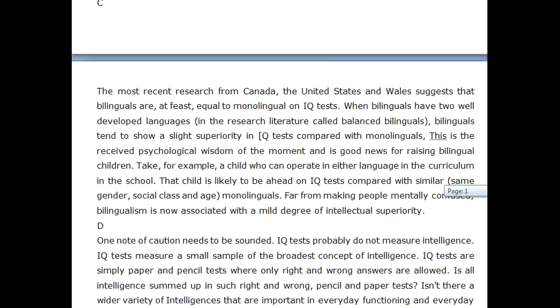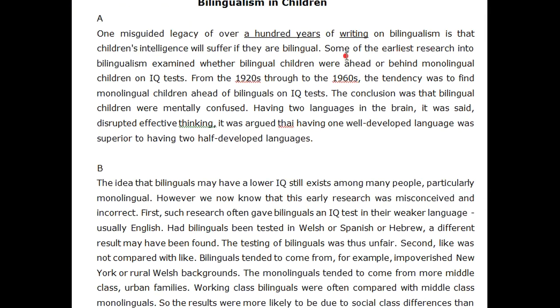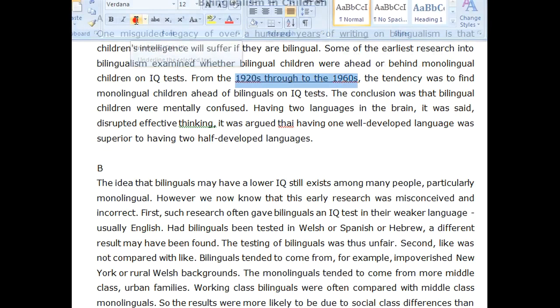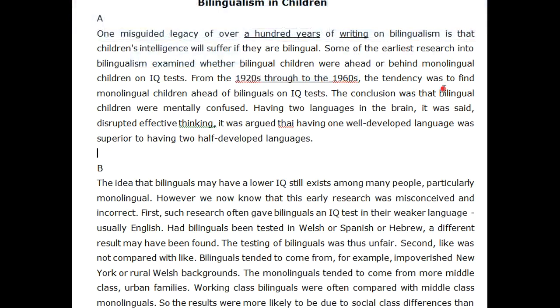So let's go back to the passage. So I'll read from here. Some of the earliest research into bilingualism examined whether bilingual children were ahead or behind monolingual children on IQ tests from the 1920s through to the 1960s. So you got the keyword of 40 years. What we have to find out is about the mistaken belief about something. The tendency was to find monolingual children ahead of bilingual on IQ tests. Okay, the conclusion was that bilingual children were mentally confused.